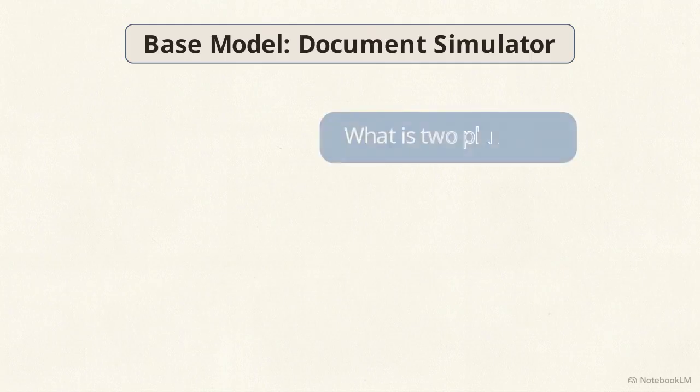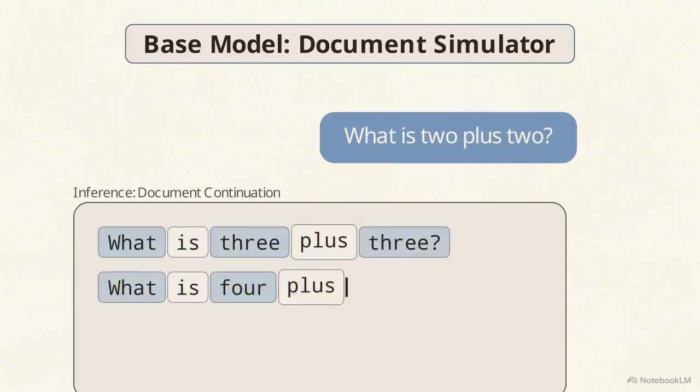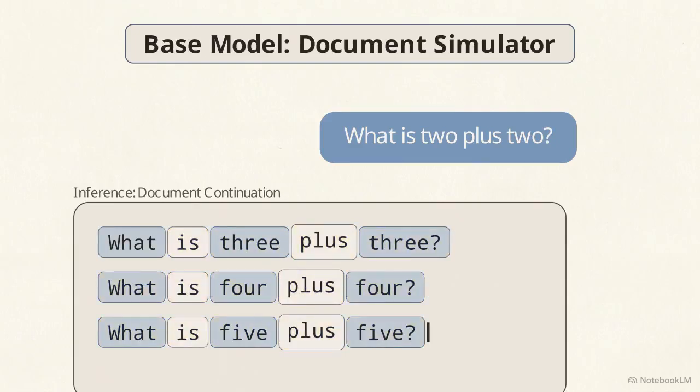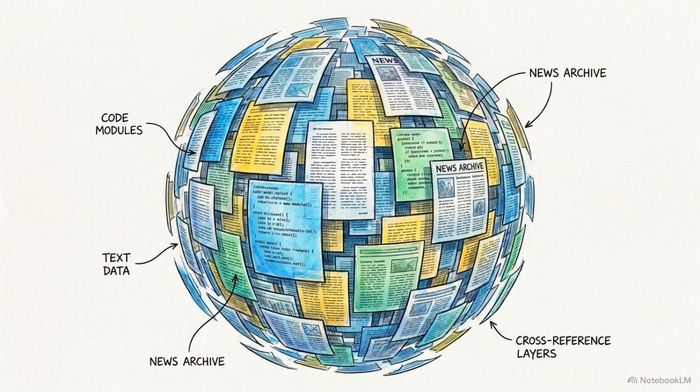A base model cannot assist you. If you ask it, "What is 2 plus 2?" it will not answer 4. It will statistically continue the format of the prompt, likely generating a list of similar math questions. Its hundreds of billions of parameters do not form a pristine database of facts. Instead, the base model acts as a lossy zip file. It contains a vague, compressed statistical recollection of the internet, ready for the next stage of development.